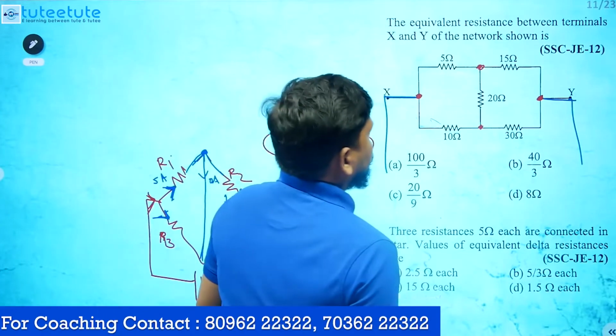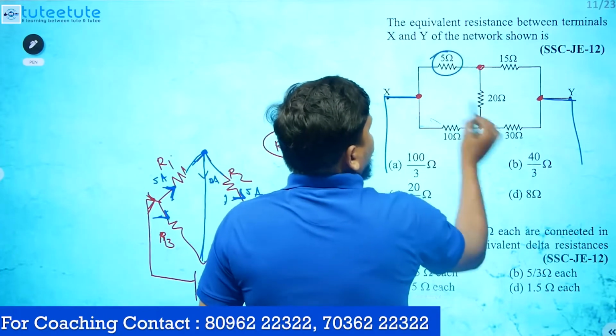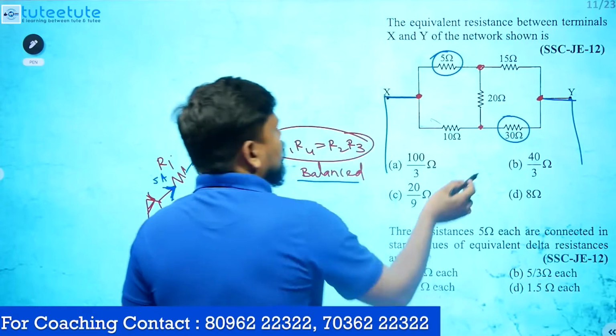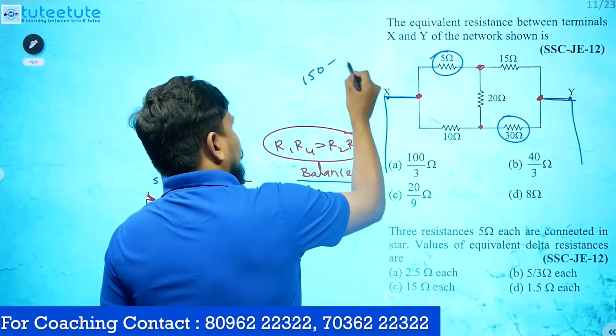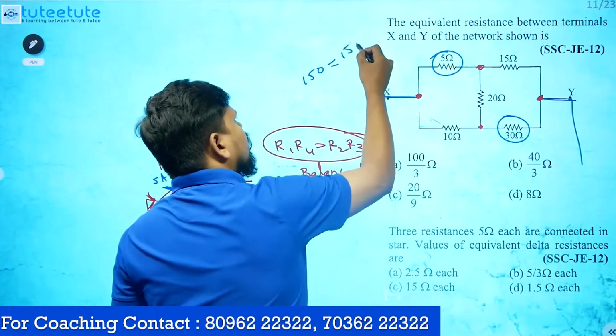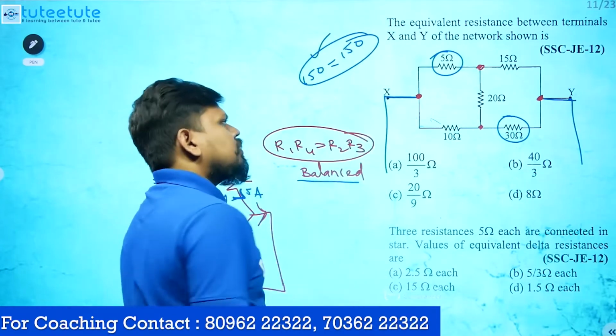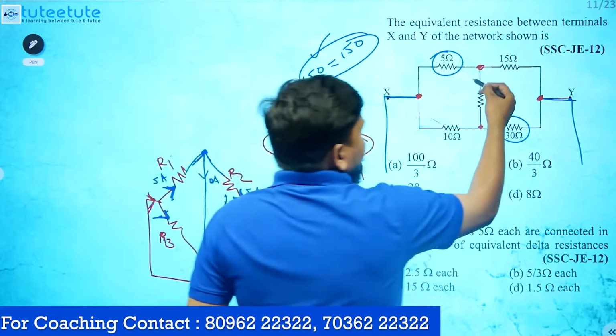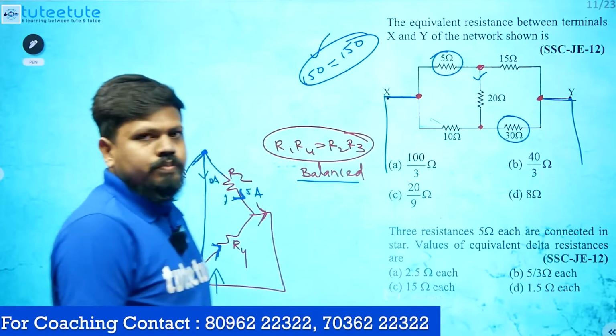Now we have to check this here, okay. So here 5 into 30. What is 5 into 30? It will be 150, which is equal to 15 into 10, that is also 150 only. So it is correct. The bridge is balanced. So what is the current going inside? That will be equal to 0.